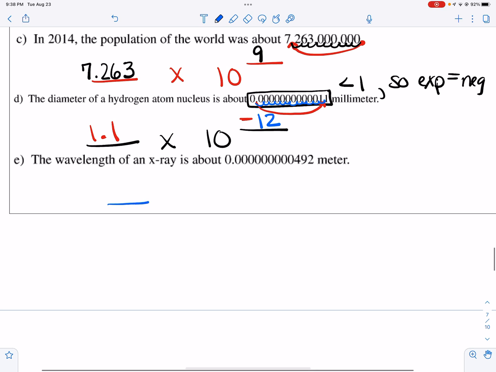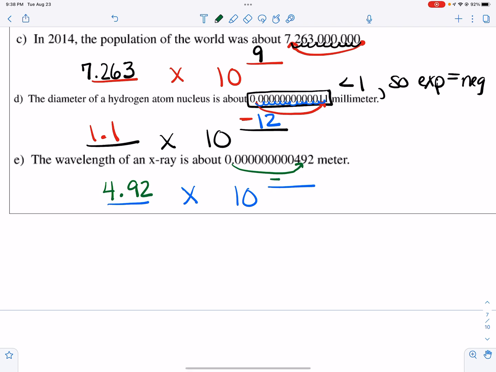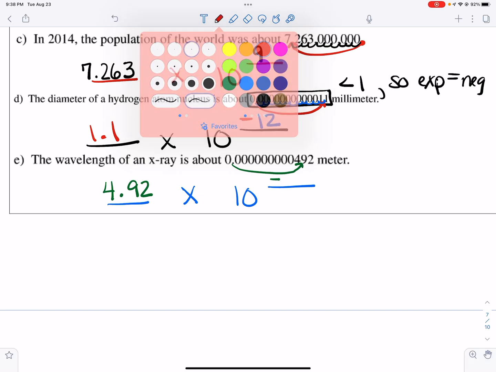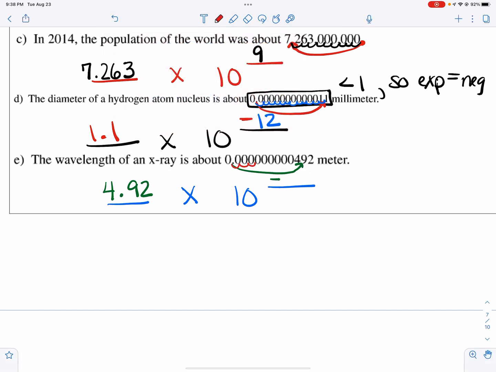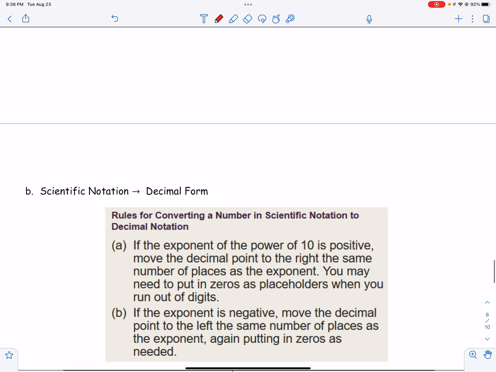All right, blank times 10 to the blank. Move it so there is one number in front of the decimal point that is not a 0. So 4.92. It is a negative exponent, and then I count 1, 2, 3, 4, 5, 6, 7, 8, 9, 10. So negative 10 would be my exponent. So that's putting very large numbers and very small numbers into scientific notation.